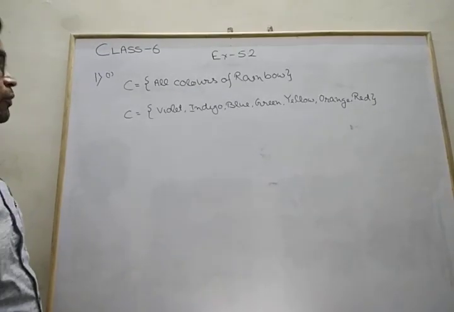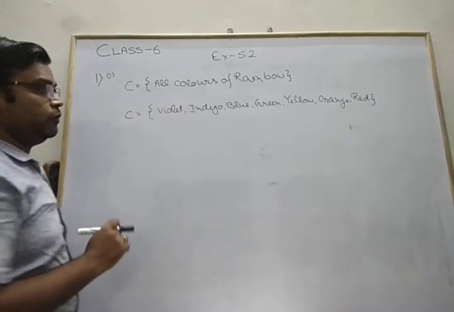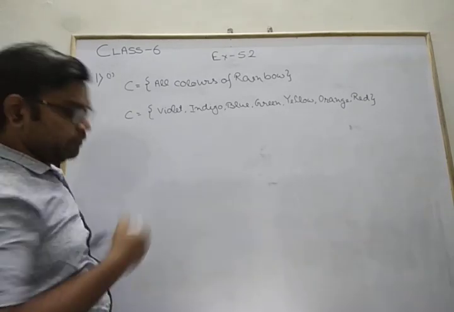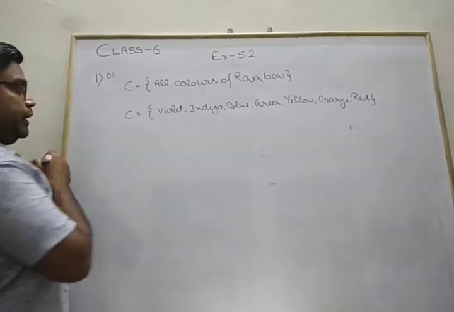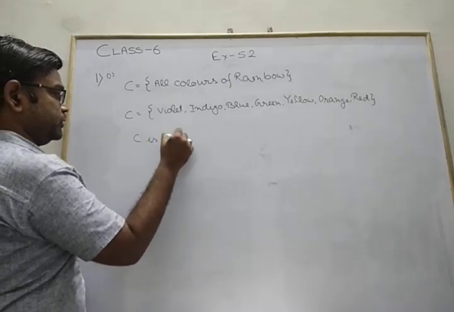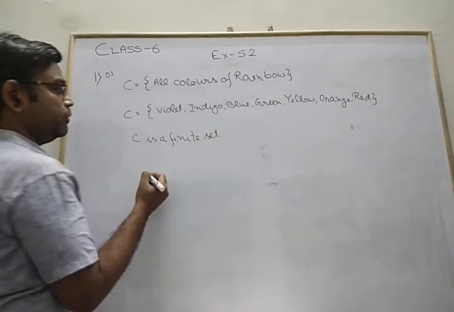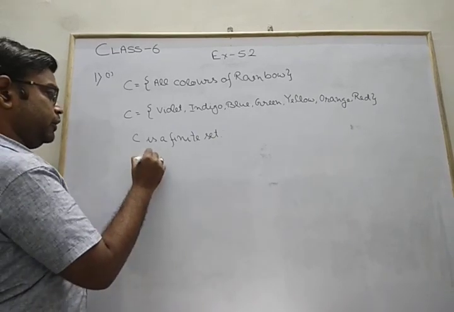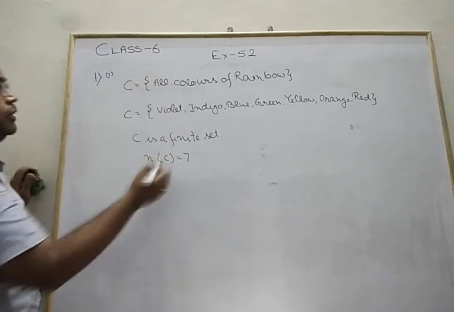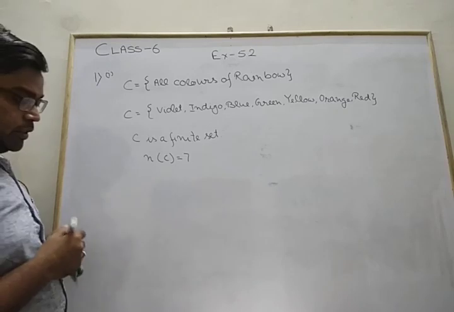Now from here, as we convert this descriptive form into roster form, we are able to count the members of the set. There are 7 members, so it is a finite set. You can write likewise, C is a finite set. So we write the cardinal number: cardinal number of C equals 7. This is your complete solution of the first question. Hope you understand.